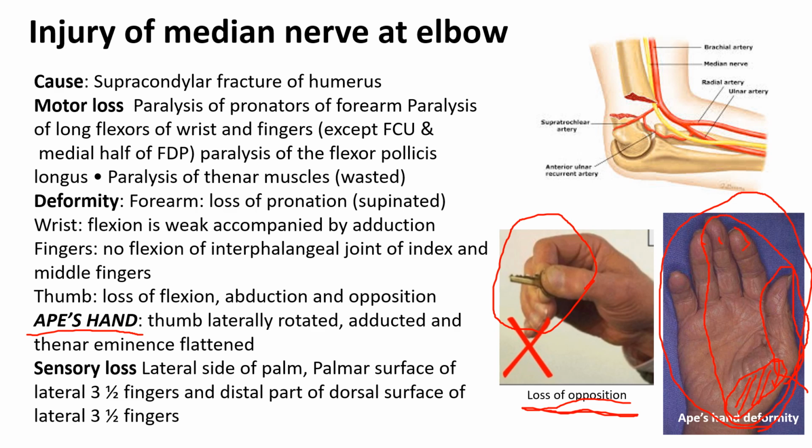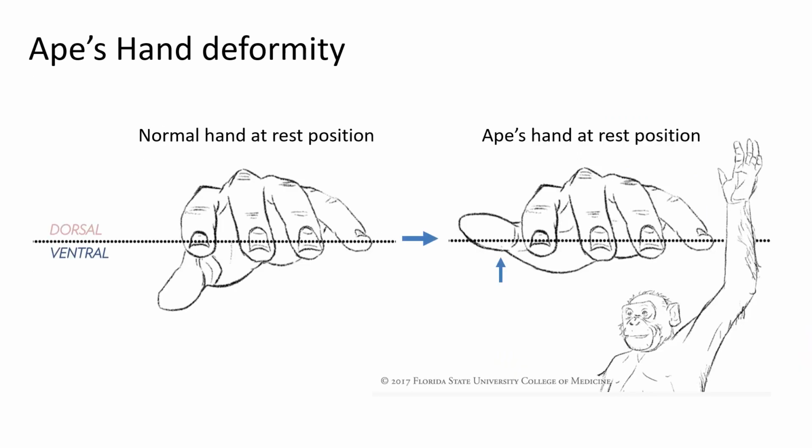Back to the dorsal aspect along the nail bed. So here's the mechanism of ape's hand deformity formation. Here is the normal hand at rest position.